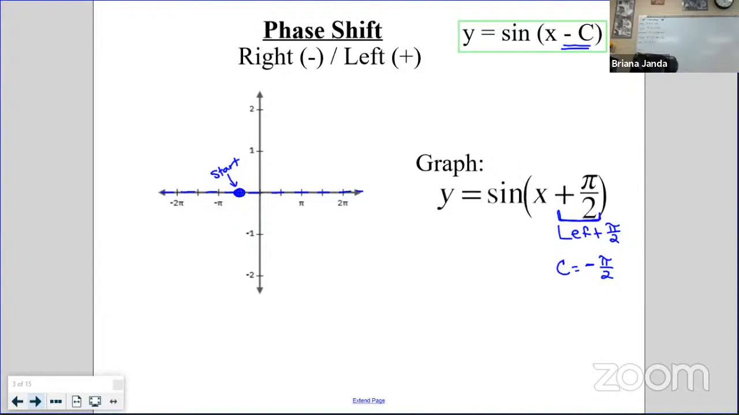Once I figure that out, there is no ROX and there's no amplitude change. There's nothing else. Now my pattern goes like normal. So from there, I would go to my next tick mark up 1. Next tick mark, I would return to my midline. Next tick mark down 1. Midline, up 1. Fill in the backside here too. Down 1. Midline, up 1.